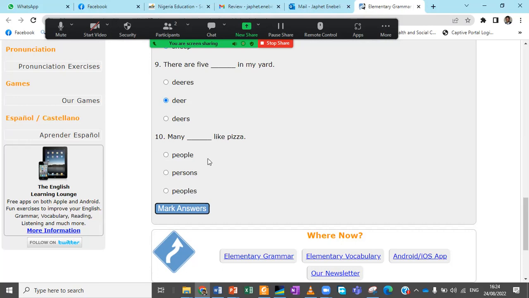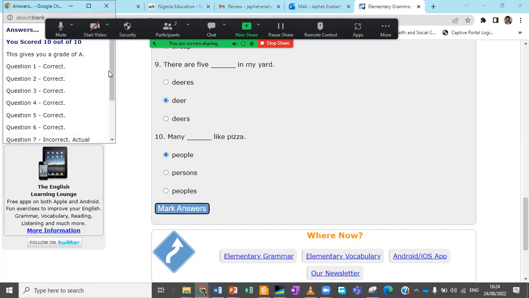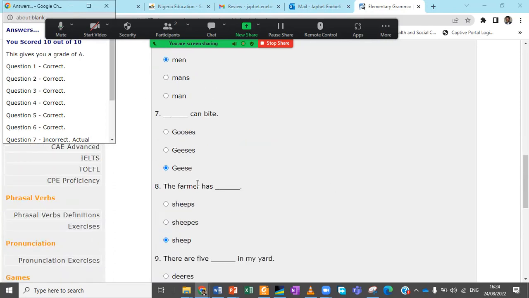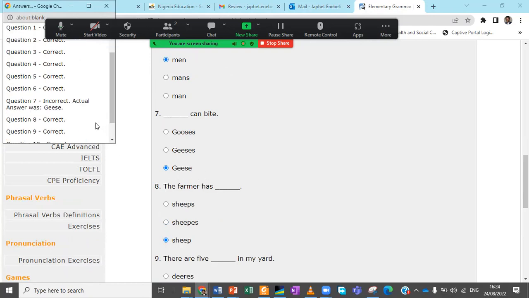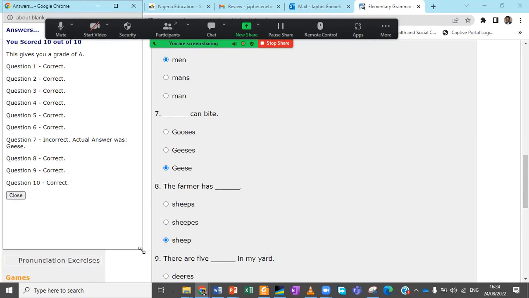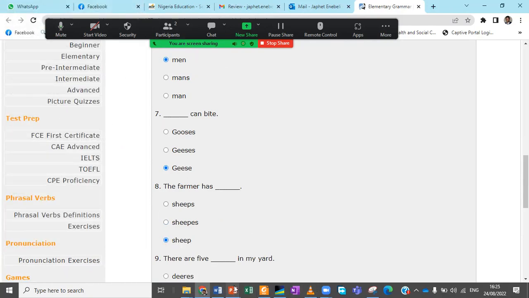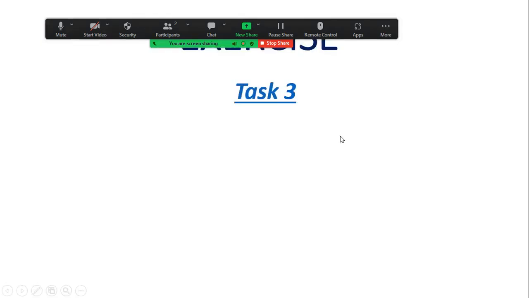Many people. What happened to 7? 7 is correct. It's geese now. You ticked geese. Geese is geese. You are correct. It's their mistake. Look, it says 10 out of 10, and it says that I got something wrong. You are correct. As long as you know the answer is correct, you don't need to worry.